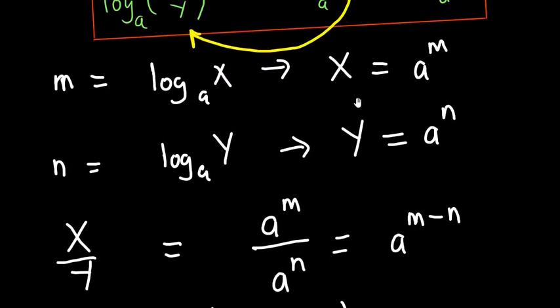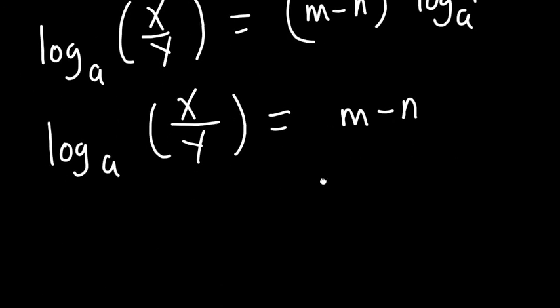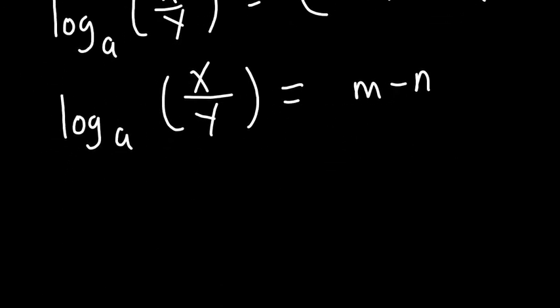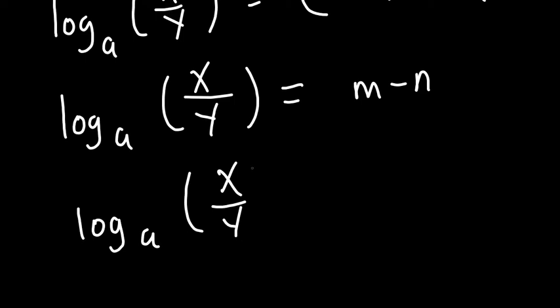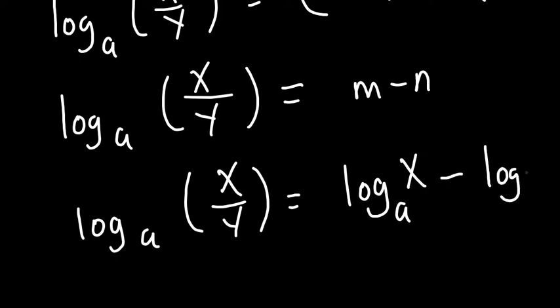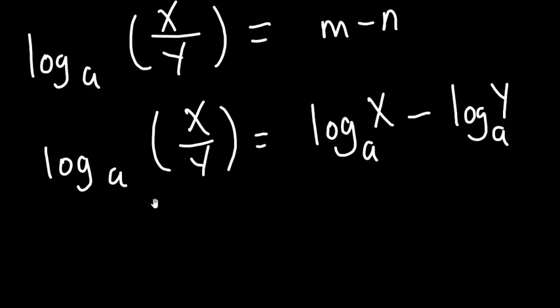As we have reasoned here, m is log x base a and n is log y base a, so we simply have to substitute in place of m and n. So now we have log a of x over y equal to, as we said, m which is log x base a, and n which is log y base a respectively. So we have actually arrived at the final solution.